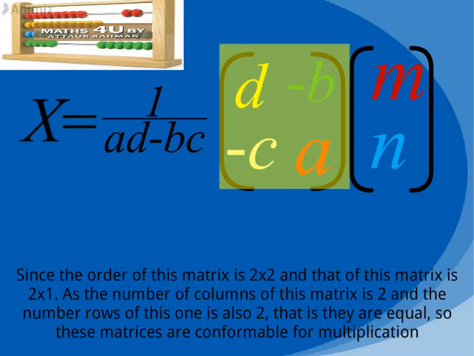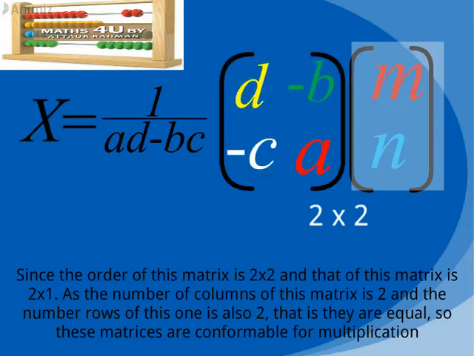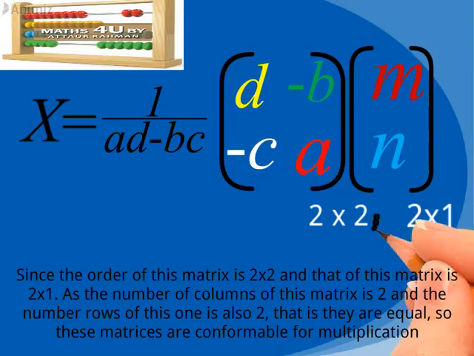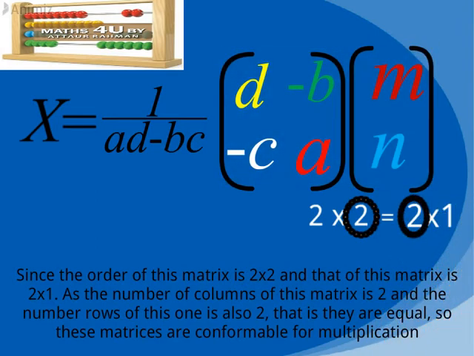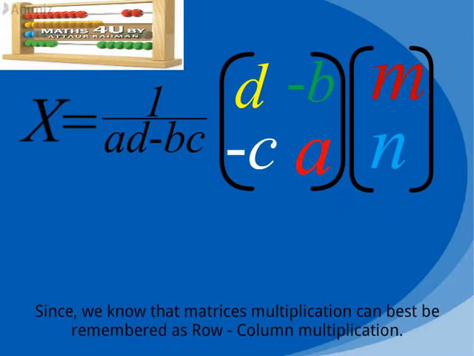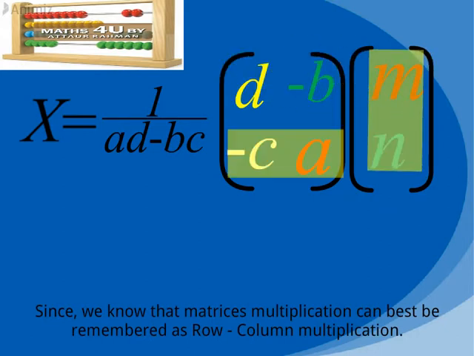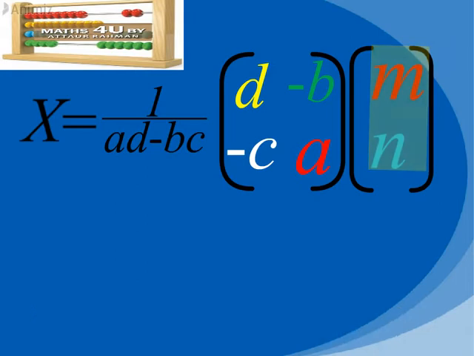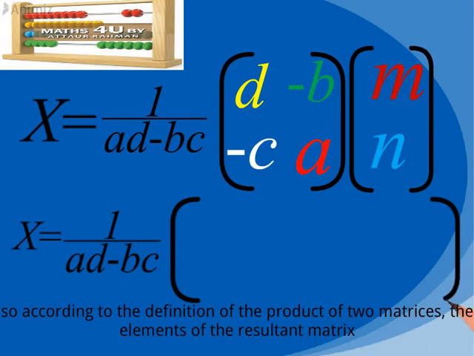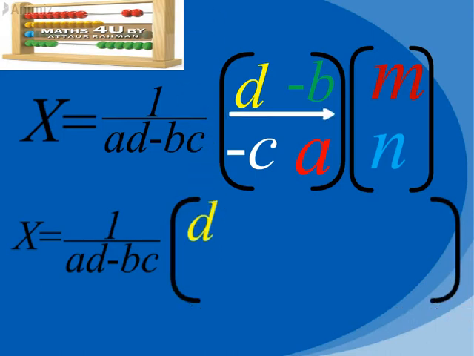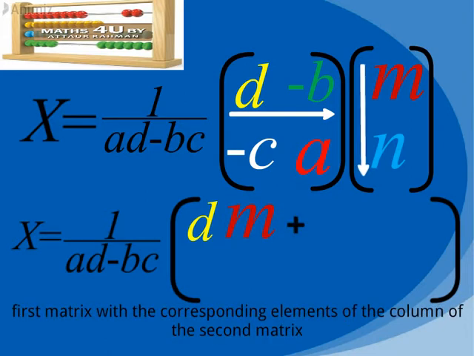Since the order of this matrix is 2 by 2, and that of this matrix is 2 by 1. As the number of columns of this matrix is 2 and the number of rows of this one is also 2, that is, they are equal, so these matrices are conformable for multiplication. Since we know that matrix multiplication can best be remembered as row-column multiplication. So according to the definition of the product of two matrices, the elements of the resultant matrix is the sum of the product of the corresponding elements of the row of the first matrix with the corresponding elements of the column of the second matrix.